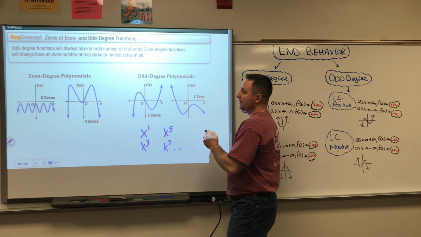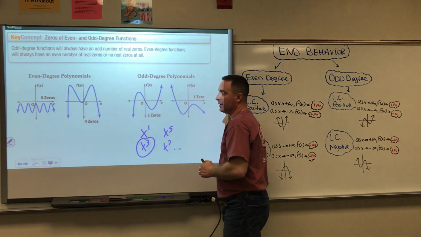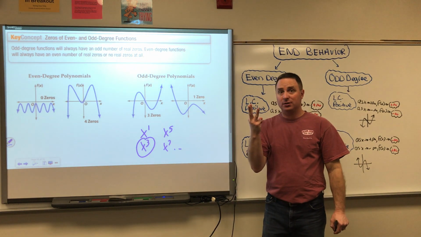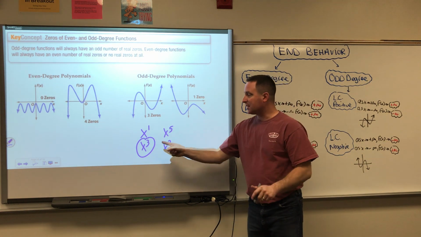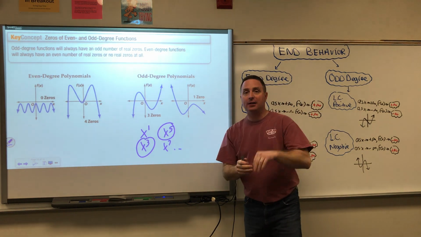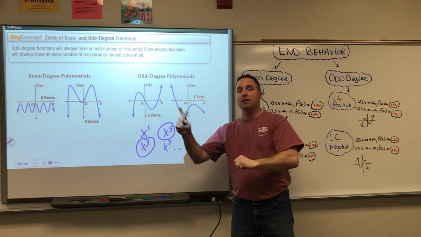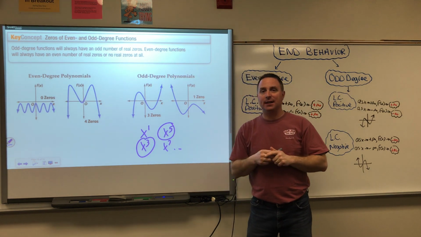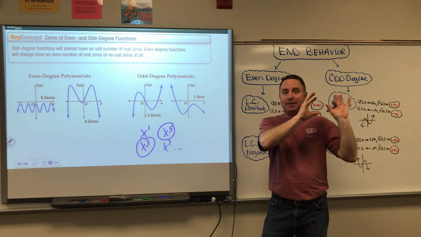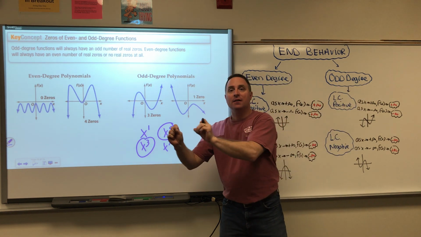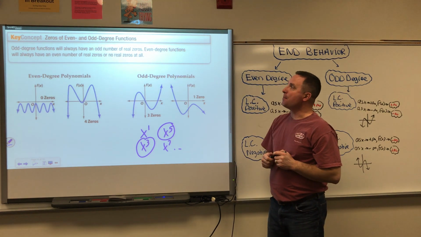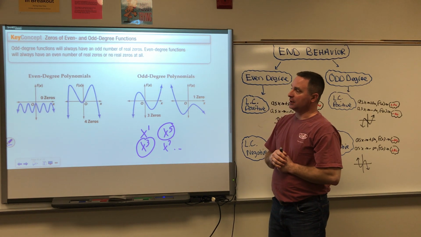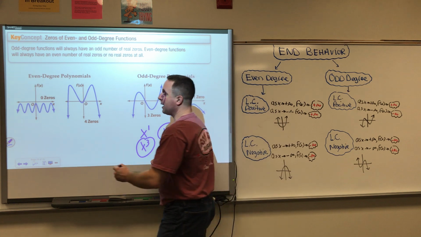Okay, so once again, if it's a third degree polynomial, it could have three zeros, or it could only have 1 zero. This is the maximum. If it was a 5th degree, it could have 5, 3, or 1. Kind of see how that's working? If it was a 9th power, it could have 9, 7, 5, 3, or 1. But again, the degree is the maximum number of zeros.